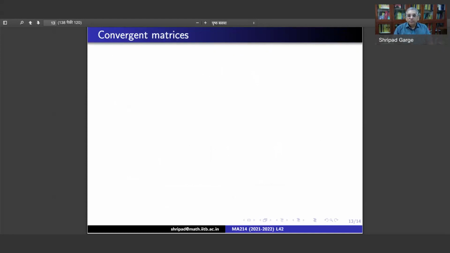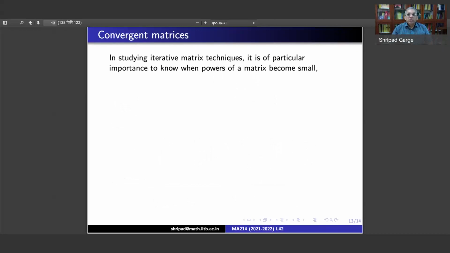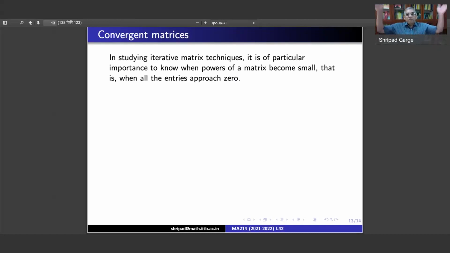So this is how the L2 norm is computed, and let me just introduce one more concept before we complete this lecture. This is the concept of a convergent matrix. In studying iterative matrix techniques, what we will need to do is to know when powers of a matrix become small. That's something of our interest. When you take a matrix, you keep taking various powers: the square, the cube, A to the 4, A to the 5, and so on. And when you keep taking the powers, the entries of the powers should go to 0. That is what we want.